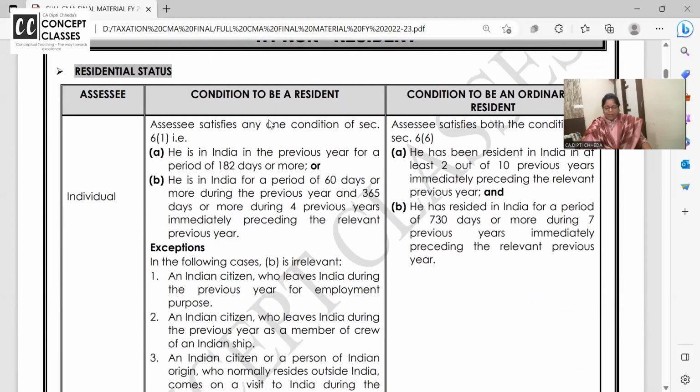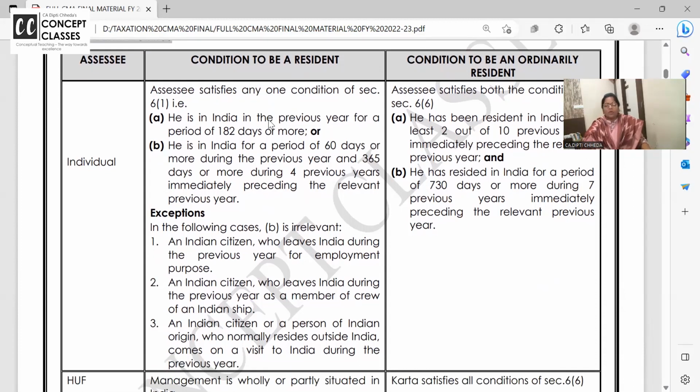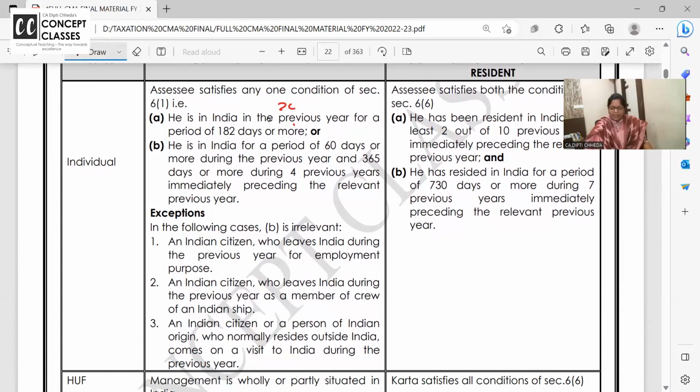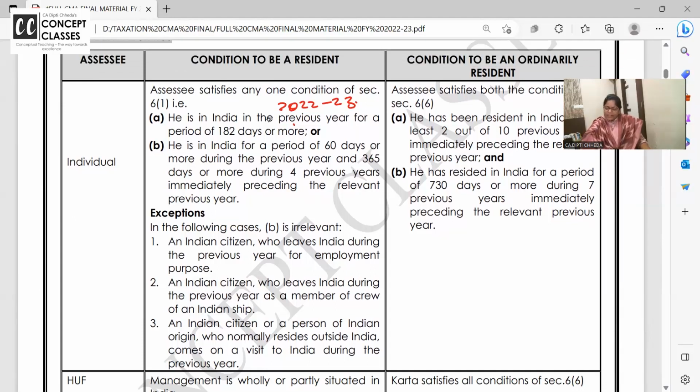Okay. Let us decide the residential status. I'm not doing a complete one-to-one revision. Revision lecture for non-resident I'll prepare separately. But you remember how to decide the residential status of an individual. In the previous year, what is your previous year? 22-23. He should be in India for 182 days or more, or 60 days or more in the current year and 365 days in the preceding 4 years. If he satisfies, he is said to be resident.